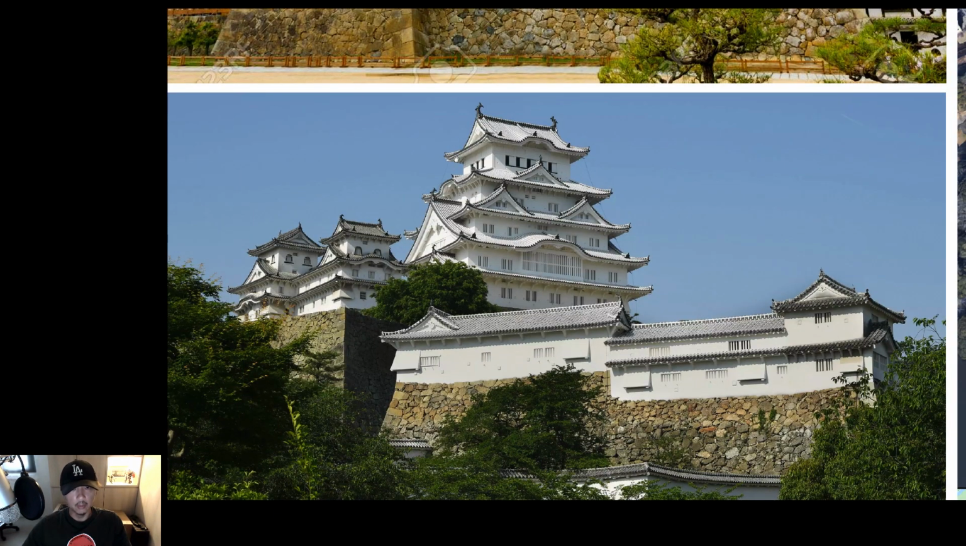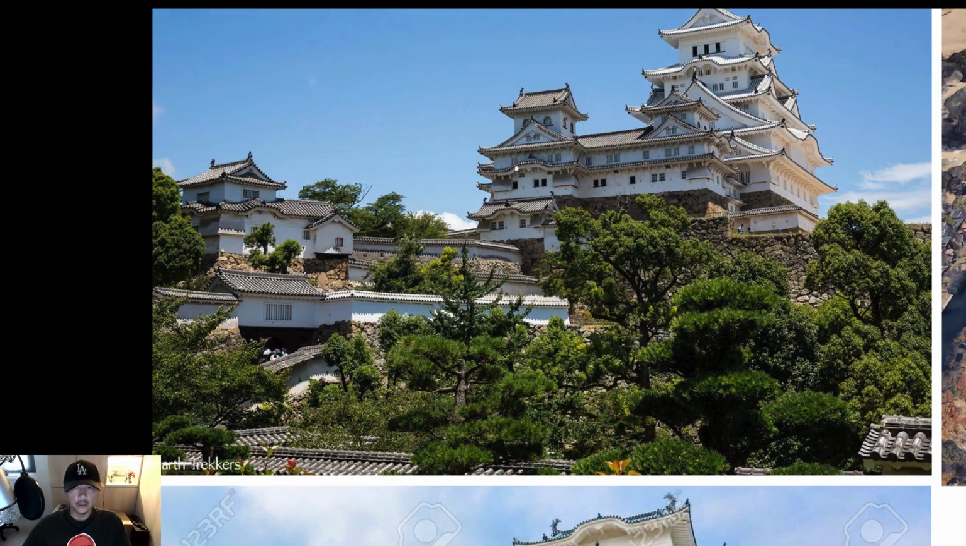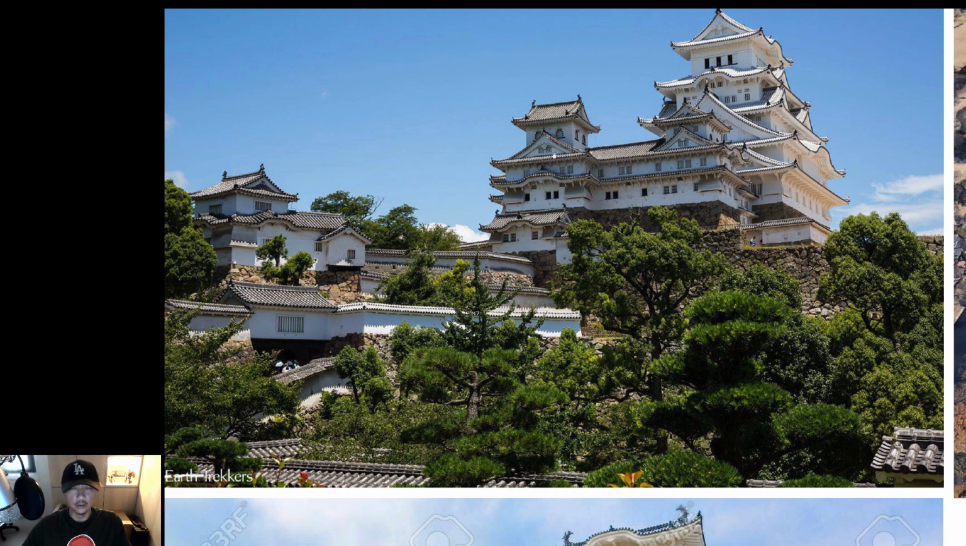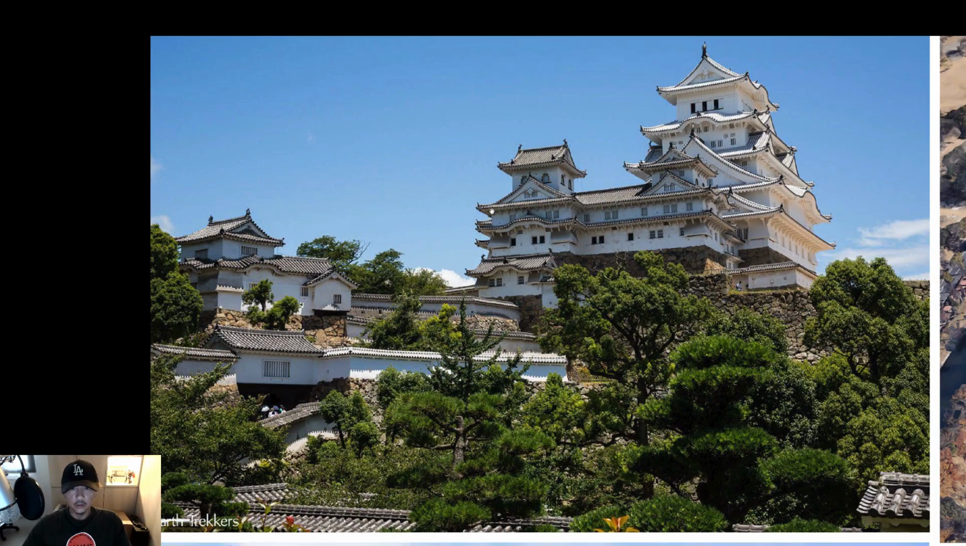If you type Himeji Castle, spelled H-I-M-E-J-I, these are the most common camera angles, and I'll explain why. It's exactly like the Notre Dame shots. These are taken at the ideal camera positions. So here's a beautiful shot of the castle.